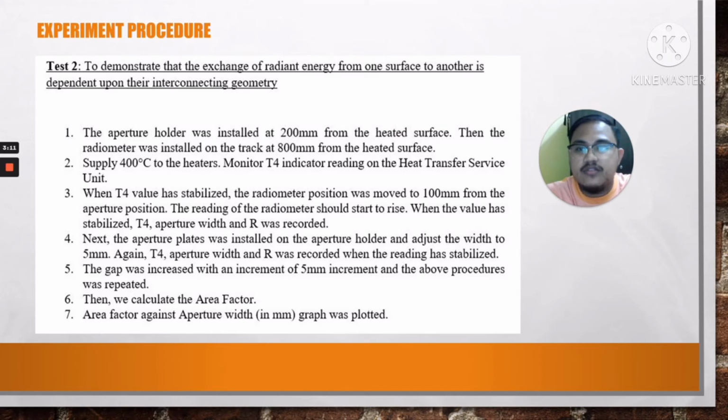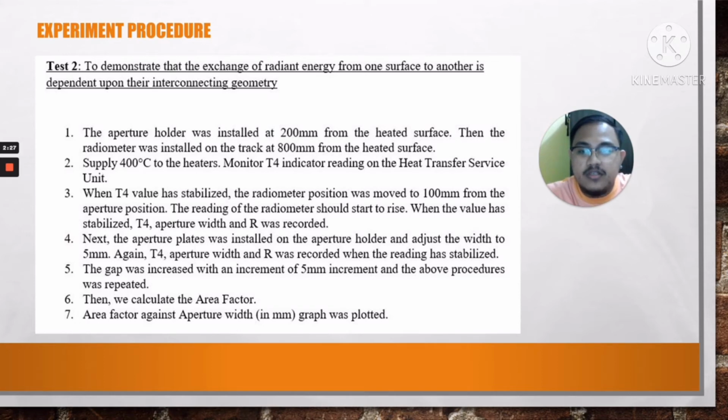Next, test 2 is to demonstrate that the exchange of radiation energy from one surface to another is dependent upon their interconnecting geometry. The first procedure is that the aperture holder will be installed at 200 mm from the heated surface. Then the radiometer will be installed on the track at 800 mm from the heated surface. Next, supply 400 degrees Celsius to the heater. Monitor the T4 indicator reading on the heat transfer service unit. When T4 was stabilized, the radiometer position was moved to 100 mm from the aperture position. The reading of the radiometer should start to rise. Then, when the value has stabilized, T4, aperture width and R were recorded.